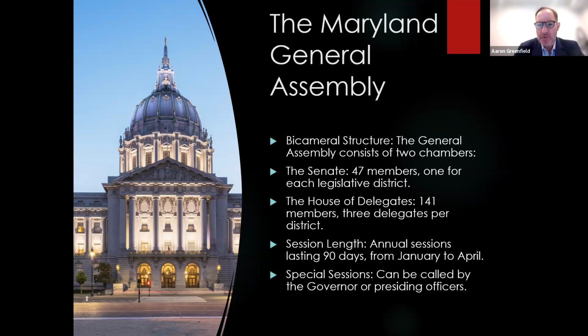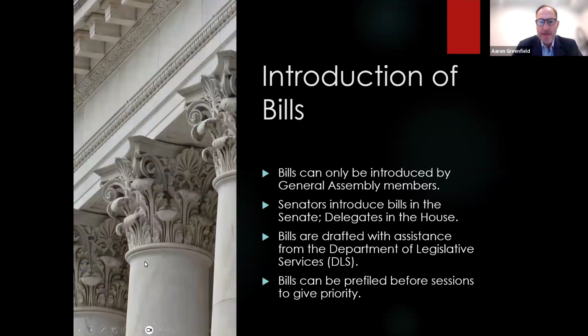The session length is always 90 consecutive days, starting from the second Wednesday in January to April. And special sessions, which we might touch on, can be called by the governor or presiding officers. One was just called yesterday, which is unusual, for the election of a new speaker, as well as some veto overrides. Next slide. So here's how the bill introduction piece works.